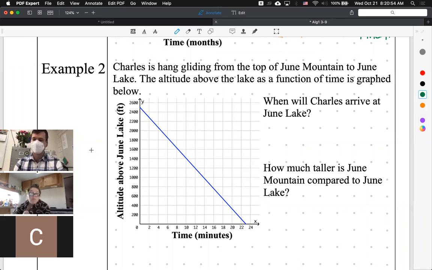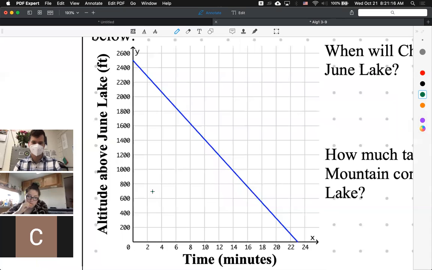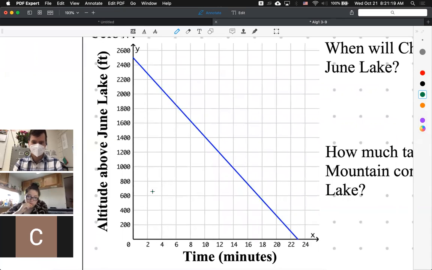When will Charles arrive at June Lake? Just by interpreting that graph. Two people, three people, four people have a hand up. Giorgio. 23 minutes. How'd you get that? The end of the line is at 23 minutes. Well, it's roughly 23 minutes. Are you talking about this end over here? Yes. Okay, so is it a point on the graph? Yes. I agree that that point looks between 22 and 24, so that's 23.